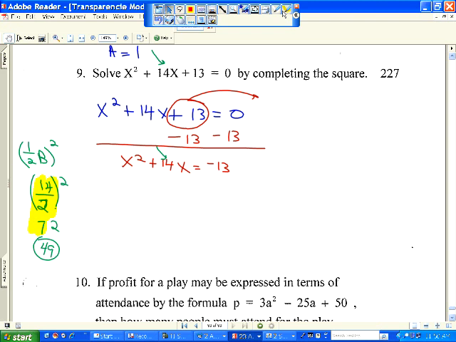What do you do with that 49? You take half of b and square it, and you get 49, and then you add it to both sides. What have we just done? We've created a perfect square trinomial. What makes a perfect square trinomial?